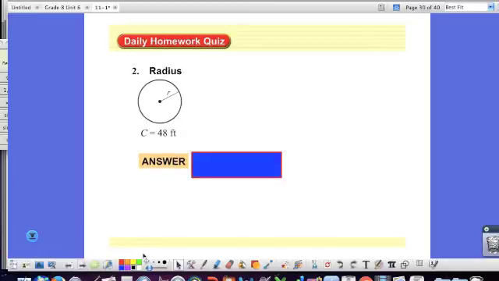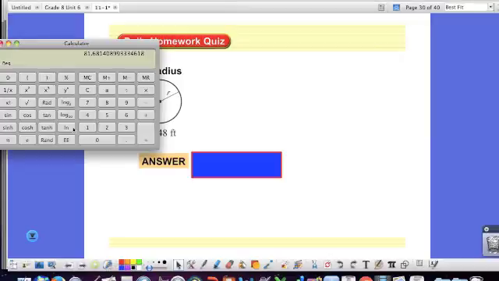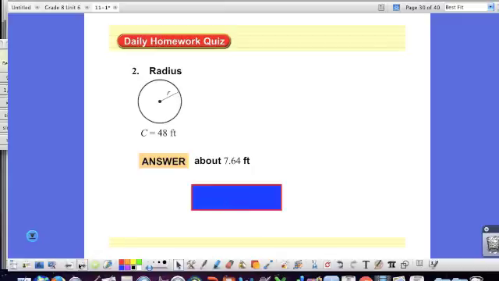Problem number 2. Okay. Find the radius if the circumference is 48. So that's 48 divided by pi means the diameter is that amount, and half of that is the radius. So that's 7.639, so it rounds to 7.64.